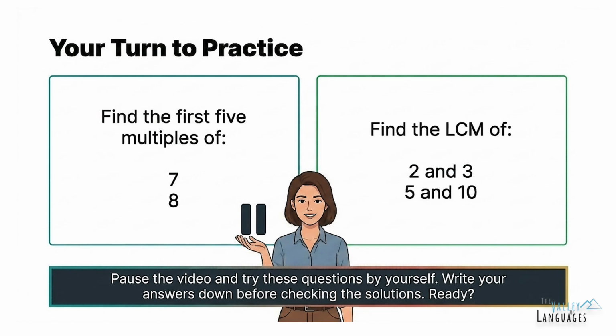Finally, practice and solutions. All right, we've covered a lot of ground today, and now it's time to actually lock in what you've learned. I want you to try these out for yourself. First, find the first 5 multiples of 7, and then 8. Next, find the least common multiple of 2 and 3, and finally, the LCM of 5 and 10. Go ahead and hit pause on this explainer right now, grab some scrap paper, and write out your solutions. Seriously, give it a shot. I'll be right here when you're ready.